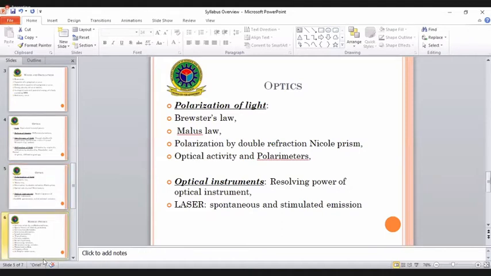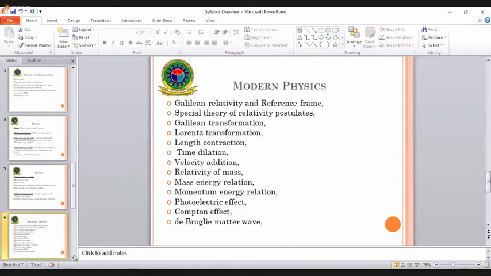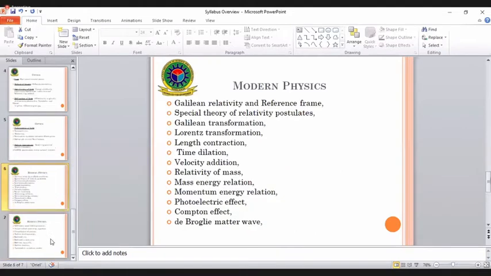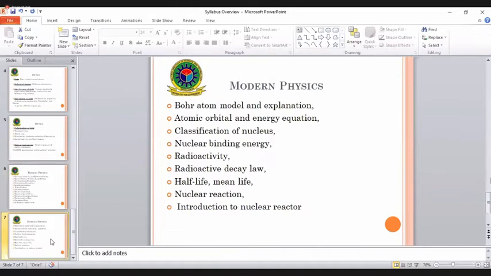Next is modern physics. We'll start from modern physics, and today we will start the Bohr atomic model. We'll calculate the radius of the orbit and the energy level of the orbit in our first class. Then in the second class, if I get time, I'll discuss the photoelectric effect. I will give you the lecture sheet after every class.